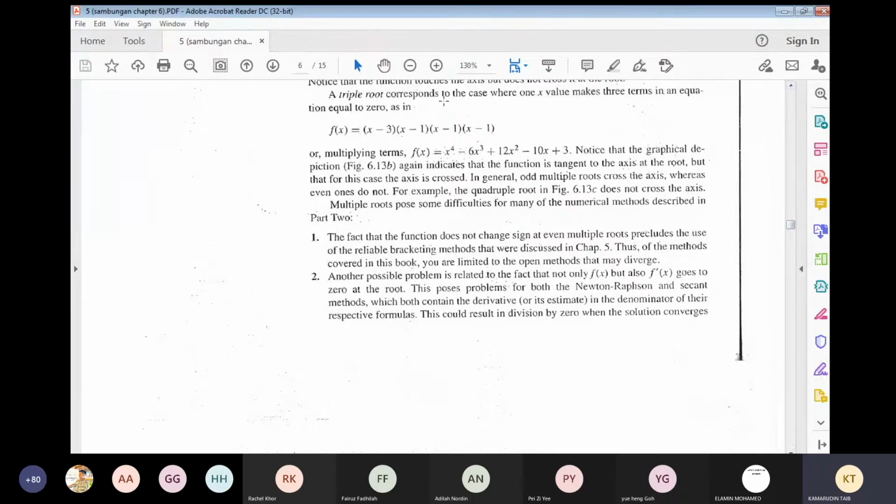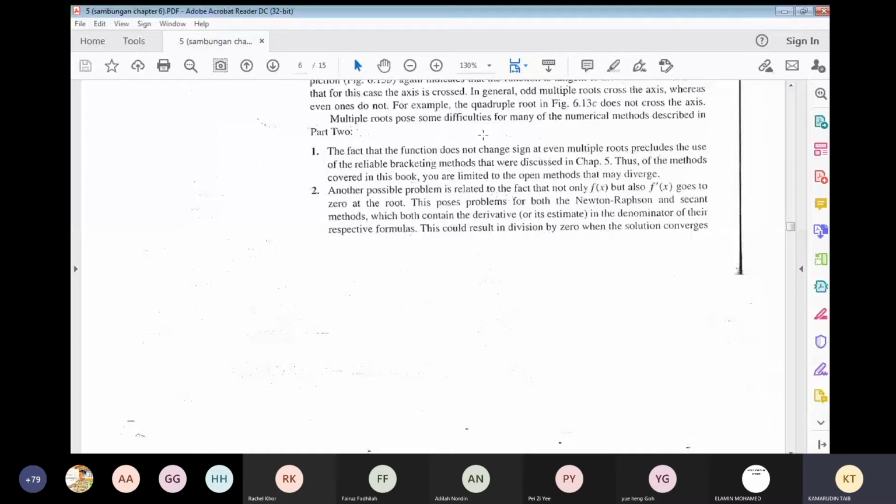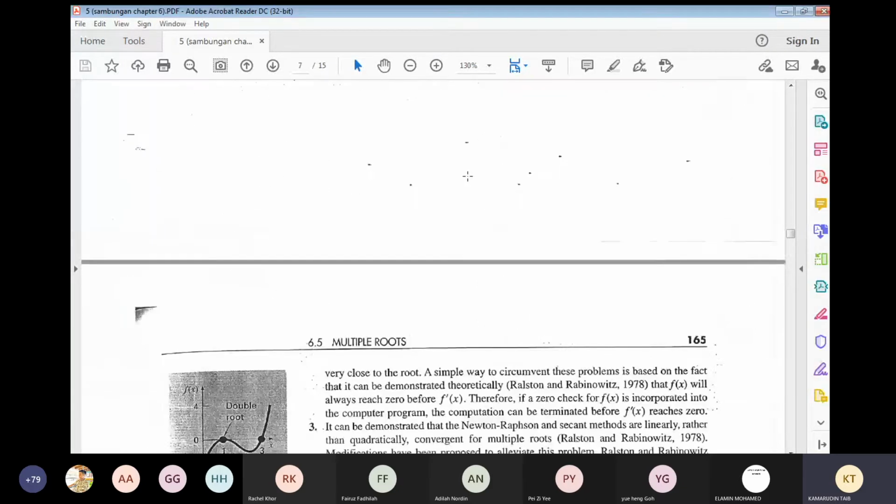A triple root corresponds to the case where one x value makes 3 terms in the equation equal to 0. For example, f(x) equal (x minus 3) times (x minus 1) times (x minus 1) times (x minus 1). So the roots are x equivalent to 3 and x equivalent to 1 three times. So that's called a triple root. Multiple roots pose some difficulty for many numerical methods, as described in part 2, because the function does not change sign.